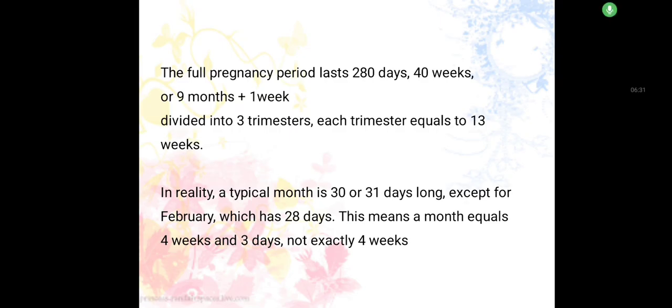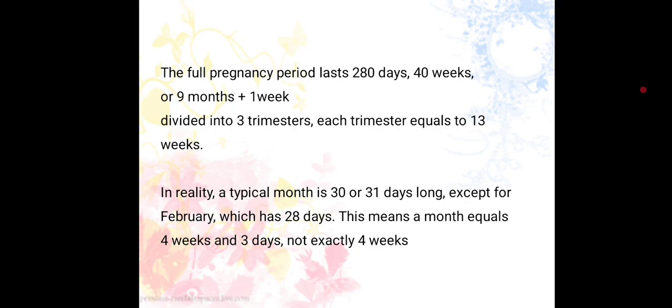But first we have to know the full pregnancy period lasts for 280 days or 40 weeks or 9 months plus 1 week. It is divided into 3 trimesters, each trimester equal to 13 weeks. In reality, a typical month is 30 or 31 days except February, which has 28 to 29 days. This means a month equals 4 weeks and 3 days, not exactly 4 weeks. These facts will aid in the calculation of gestational age.